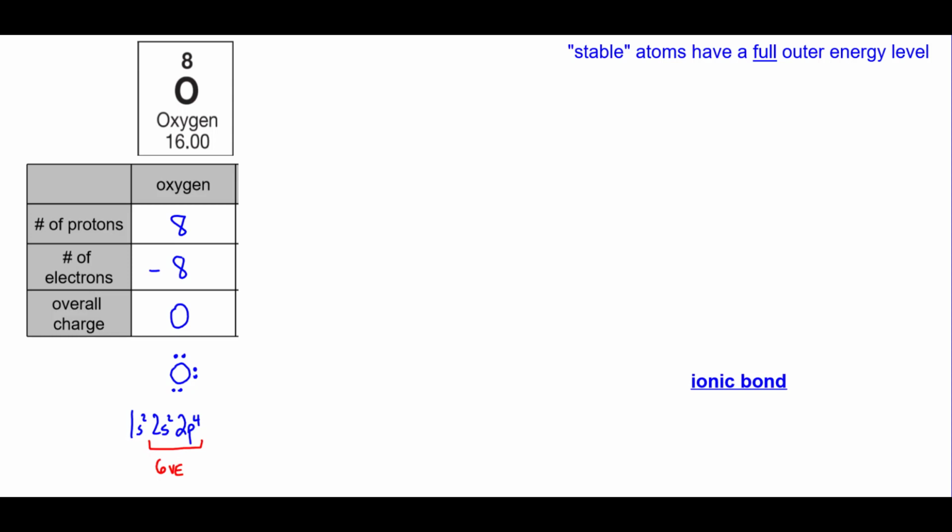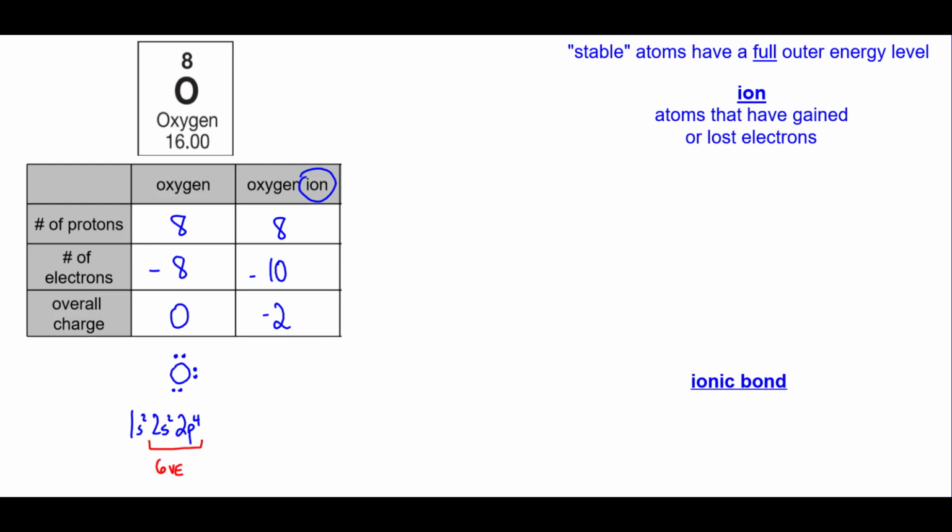Now, 6 valence electrons means that the outer level is not full, and so we'd call oxygen unstable at that point. Now, if oxygen could gain 2 more electrons, that would make it stable. Doing the math on that, oxygen would still have 8 protons because it's oxygen, but if it somehow got 10 electrons, I'll put the minus sign, that would work out to be a charge of -2. Notice we're calling it an ion now because those are atoms that have gained or lost electrons.